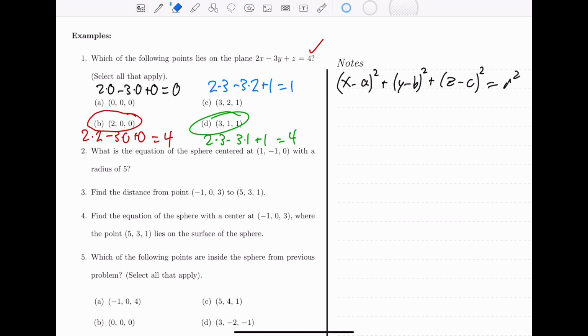So writing this equation down, we have x minus 1 squared plus y minus negative 1, so y plus 1 squared. And we don't drop the z term, we just have z minus 0 squared.